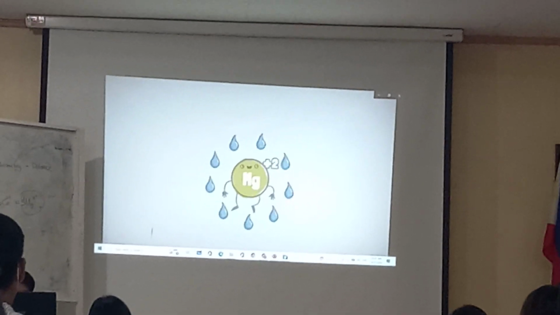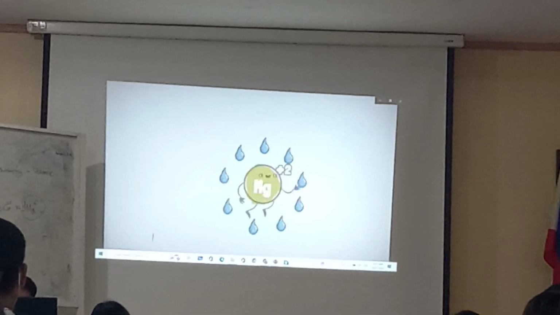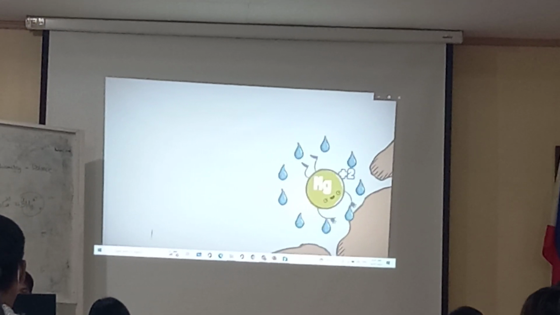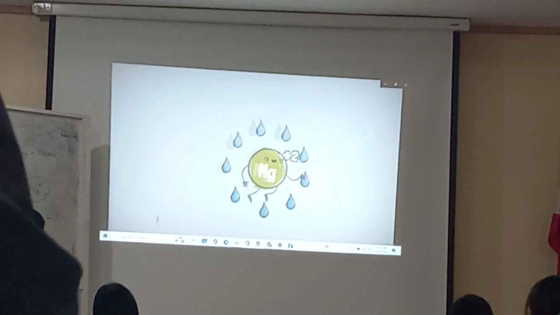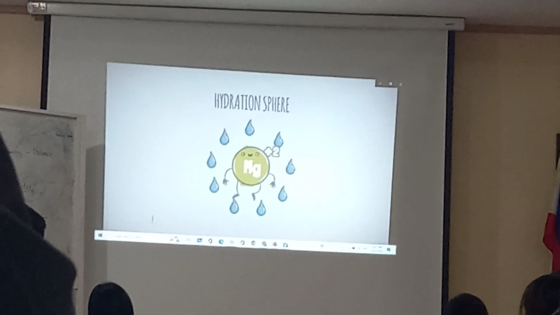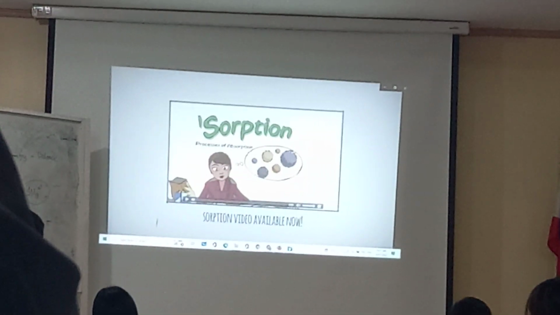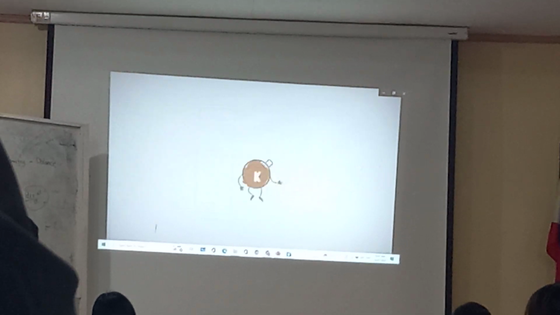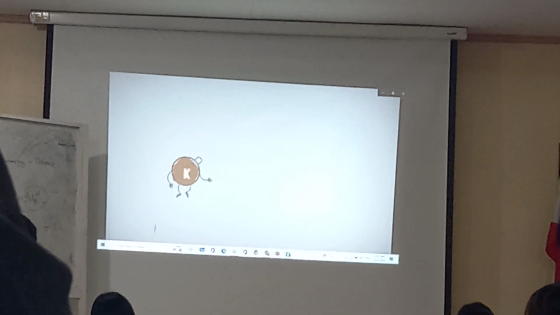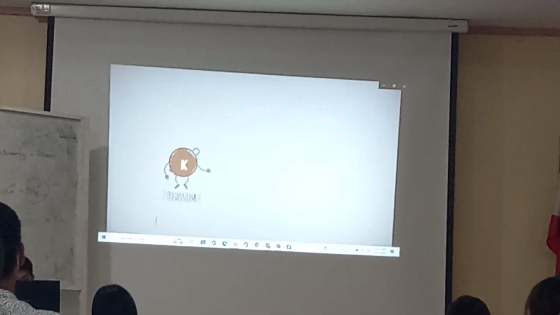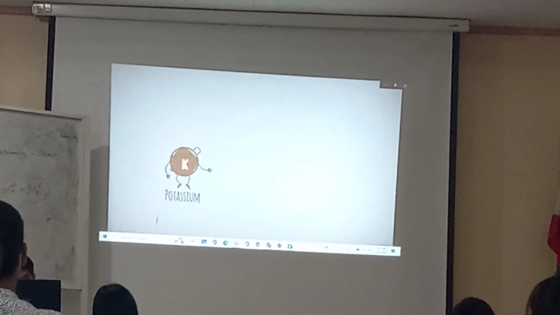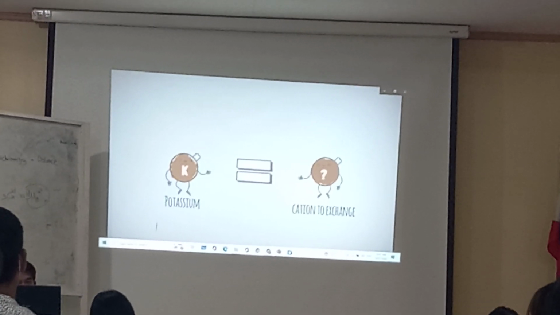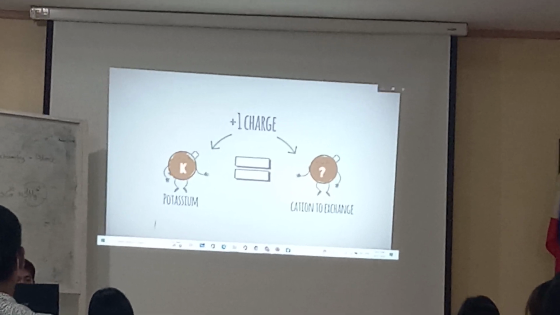In fact, there's actually a shell of water molecules that forms around the cation, preventing it from binding permanently. This shell is often called a hydration sphere. But that's a whole other video. So, back to cations. Basically, if a plant wants a nutritious cation like potassium, it will need to exchange it for another cation or cations of equal charge.